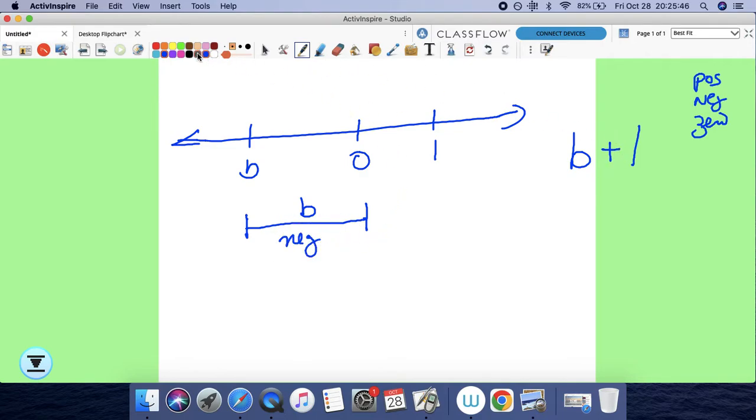And they're telling us to add 1. Well, 1 is from here to here, so let me try, as best as I can, to draw it. And that's 1, and 1 is a positive number. So I'm adding a negative to a positive. Think about what that means. It looks like the negative here, the absolute value of B, is greater than the positive. So let me put this inside.